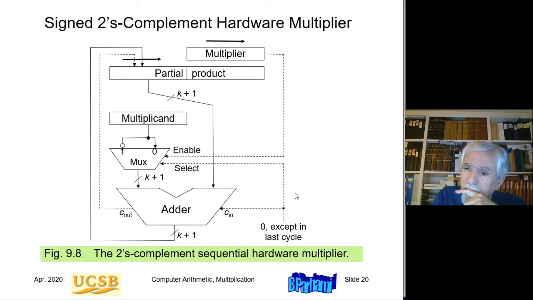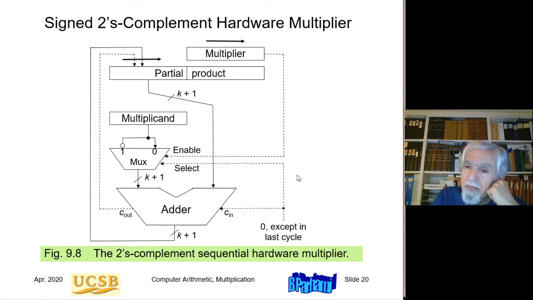So this signal supplied by the control unit is 0 in all cycles. When this is 0, basically the uncomplemented multiplicand is selected. When it's 1, the complemented multiplicand is selected. When this signal is 1, which happens only in the very last cycle, this carry in is also 1. So 1's complementation with the addition of 1 forms the 2's complement.